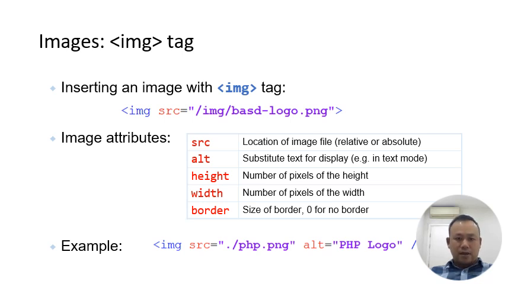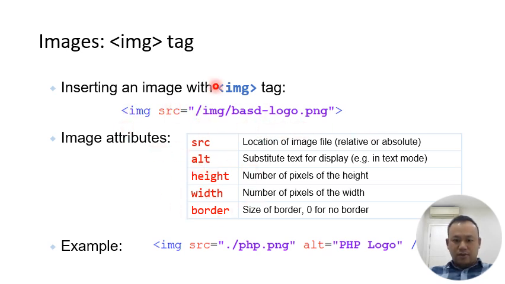The image tag in HTML is used to insert an image into a web page. It's a self-closing tag. That means we don't need an end closing tag for the image tag. And it requires a src attribute to specify the image file. So we have an example like here.